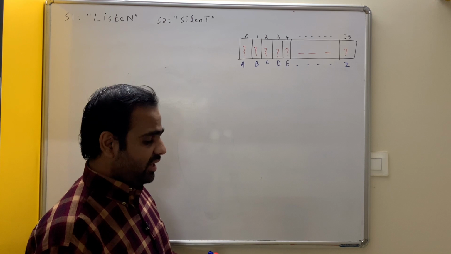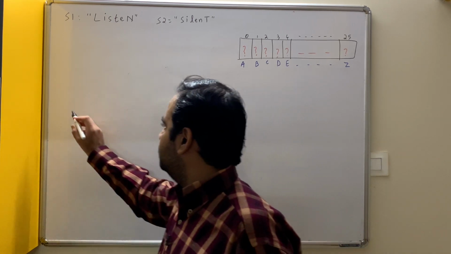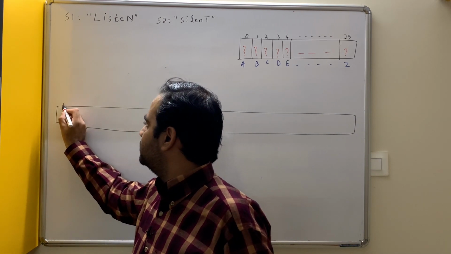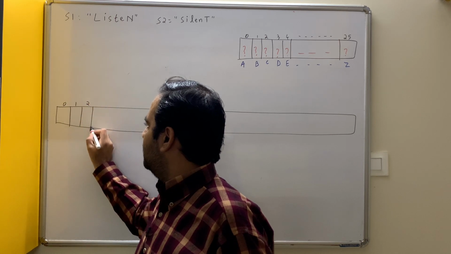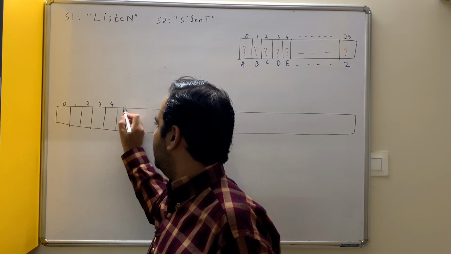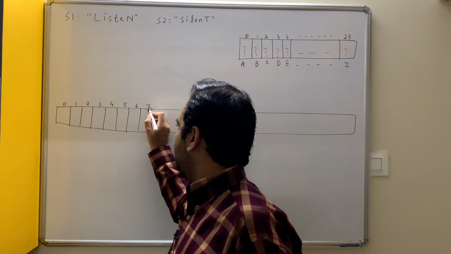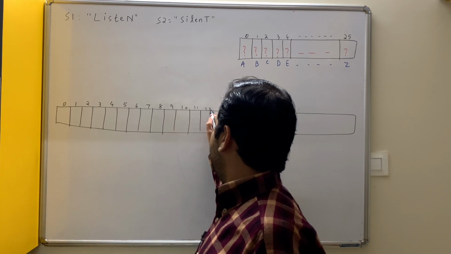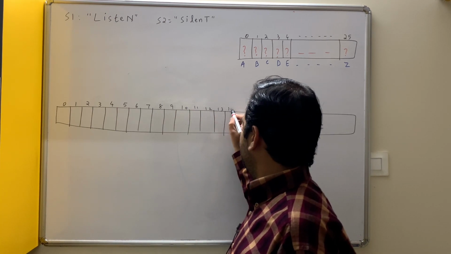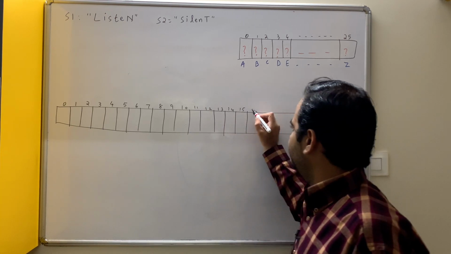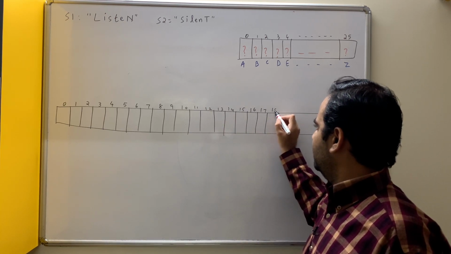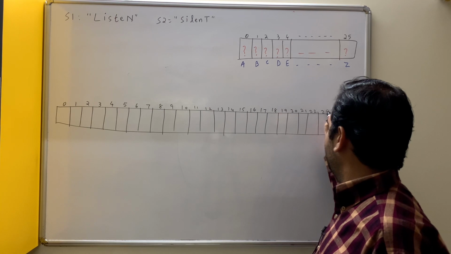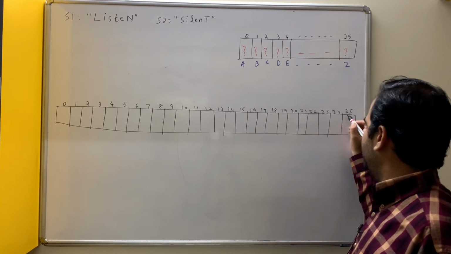Now, what is the size of the array? The size of the array is 26, that is from 0 to 25. Let's draw an array and I will tell you how it should be done. Index 0, 1, 2, 3, 4, 5, 6, 7, 8, 9, 10, 11, 12, 13, 14, 15, 16, 17, 18, 19, 20, 21, 22, 23, 24 and 25.